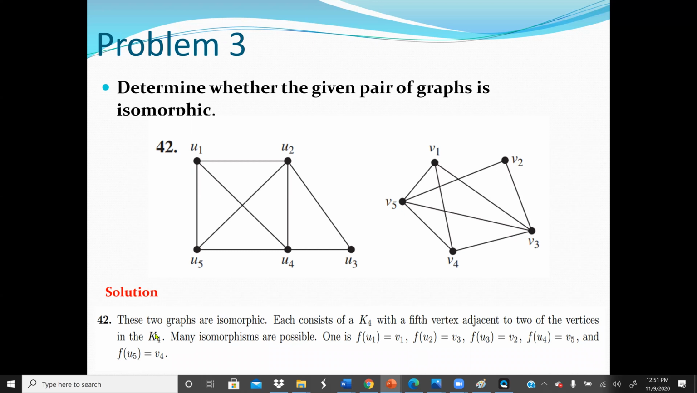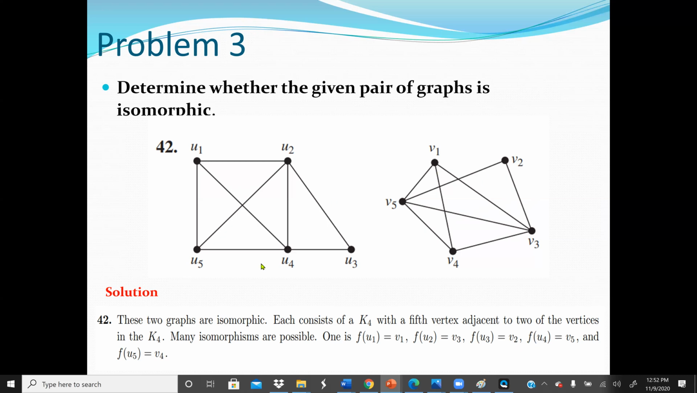The answer says that these two graphs are isomorphic. Each consists of K4 with a fifth vertex adjacent to two of the vertices. In K4, many isomorphisms are possible. So let's say U1 and V1 correspond: U1 has degree 3, V1 has degree 3. Then U2 and V3: both have degree 4. Then U3 and V2: both have degree 2. Then U4 and V5.